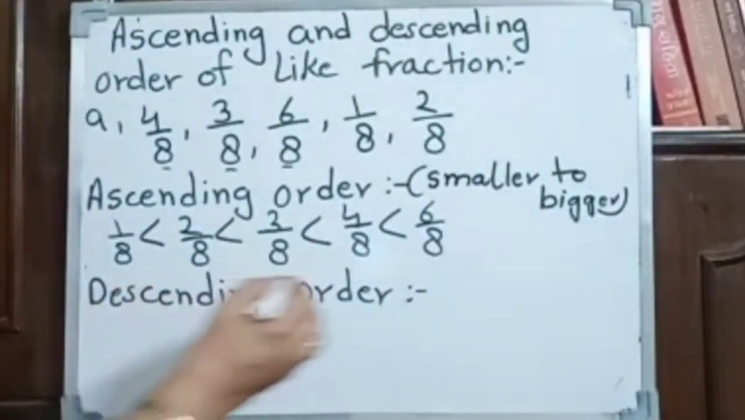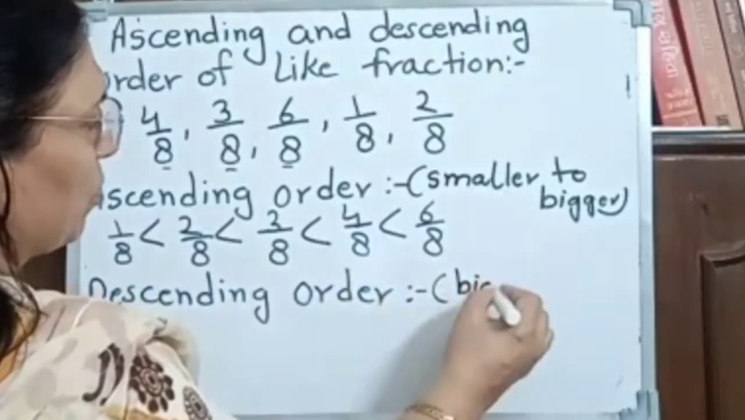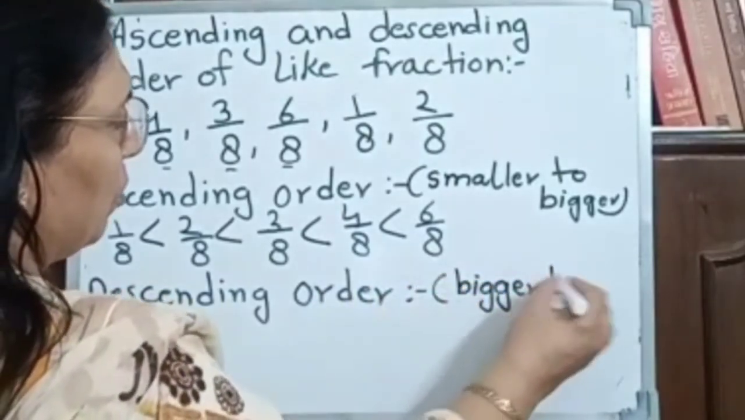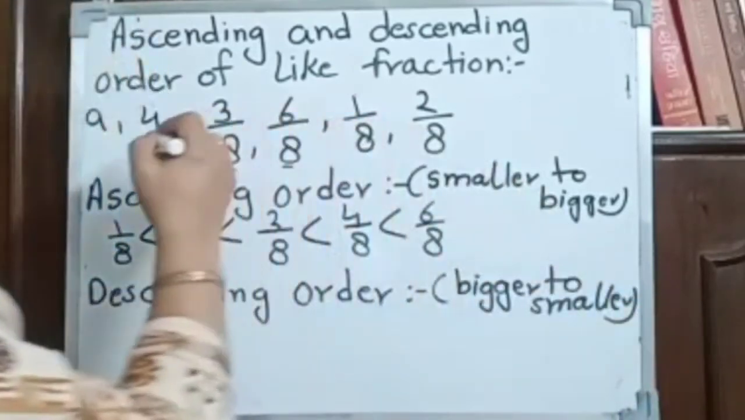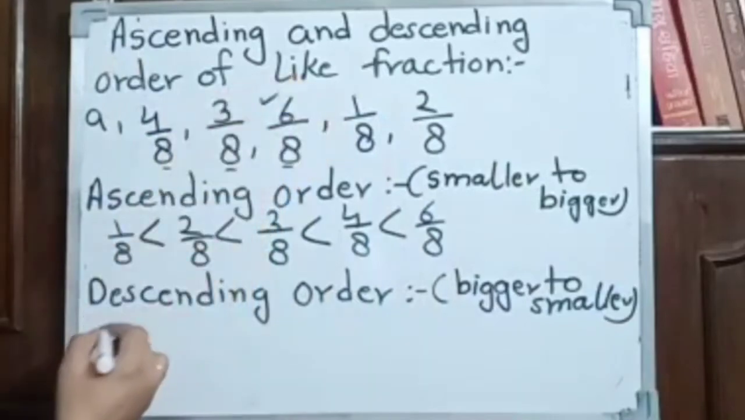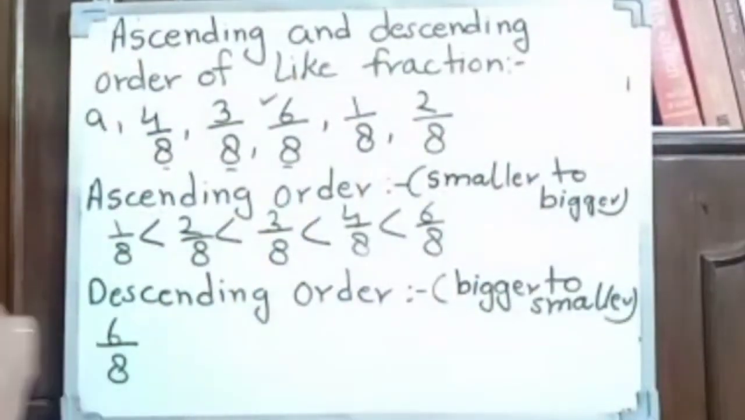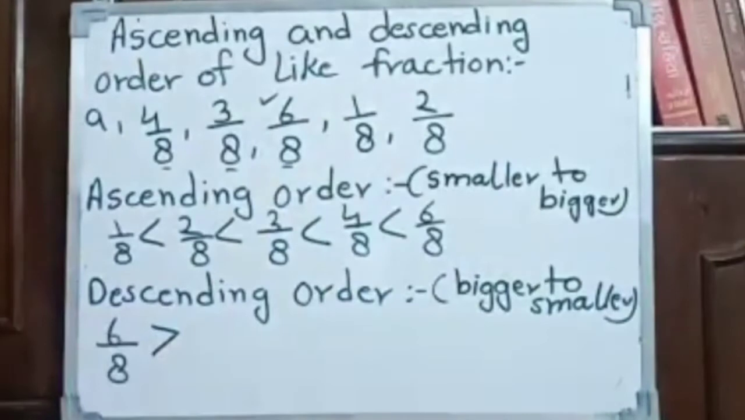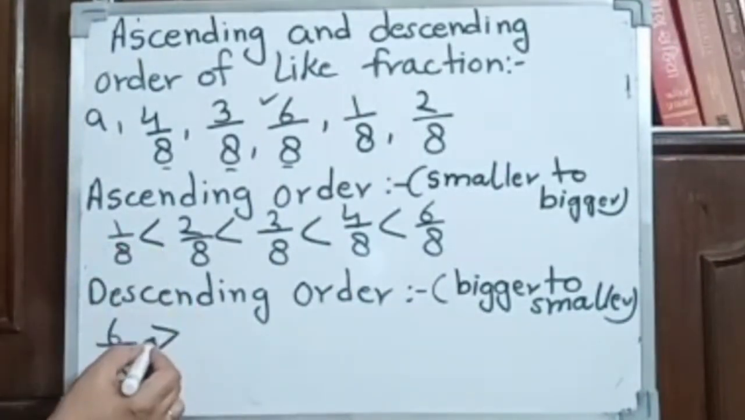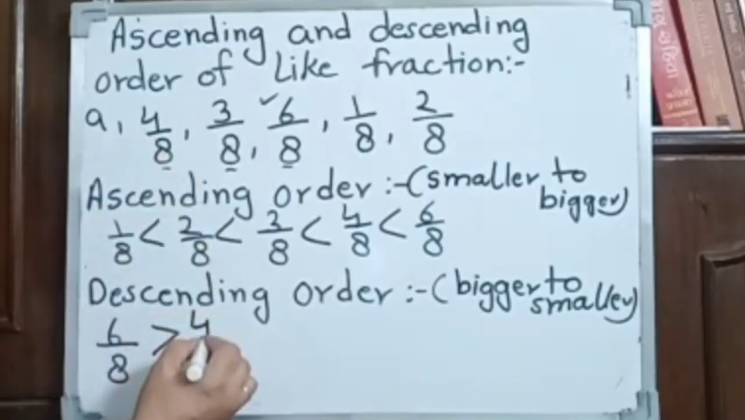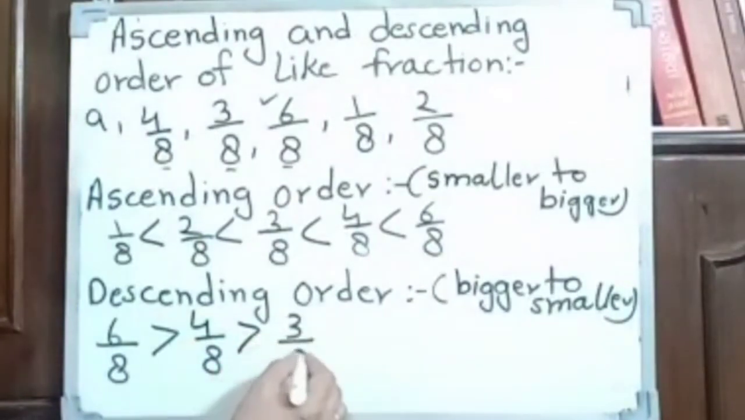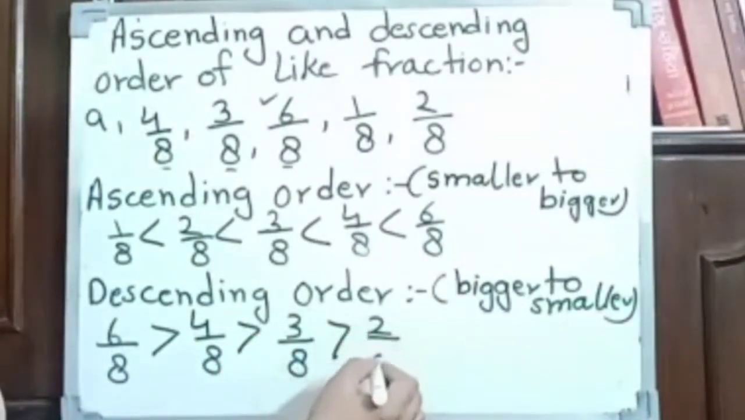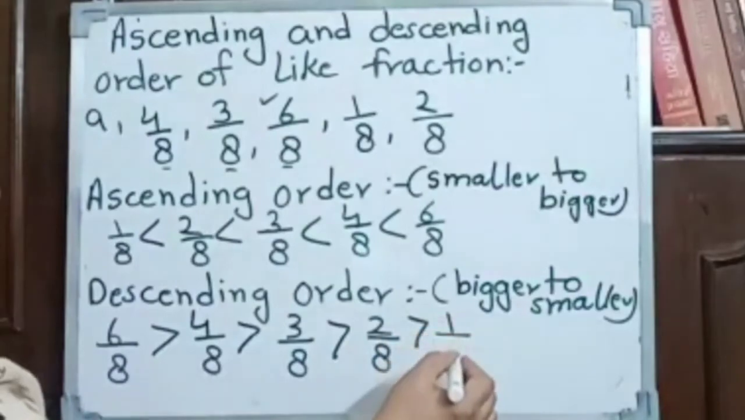Now descending order means bigger to smaller. So which one is bigger now? This one is bigger, 6 by 8. Put the sign like that. Then after that 4 by 8, after that 3 by 8, then 2 by 8. At the end we have 1 by 8.